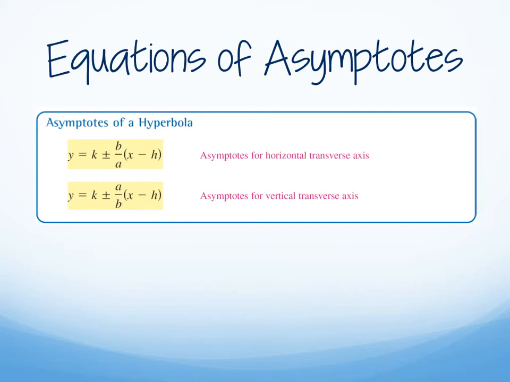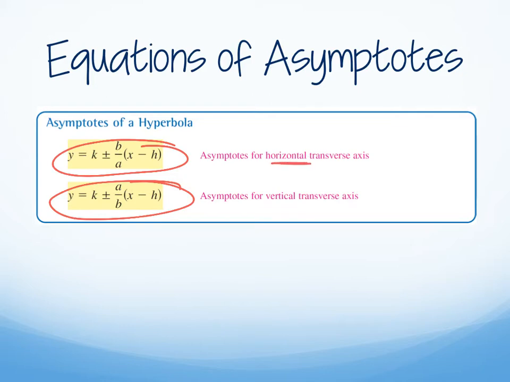That's how you graph them. If you want the equations of the asymptotes, here are my equations. It's y equals k, which is the opposite of what follows y, plus or minus b over a if it's horizontal, times x minus h. It's y equals k plus or minus a over b if it's vertical, times x minus h. Notice that this is a plus and minus because there are two equations for each of those, because there are two asymptotes.